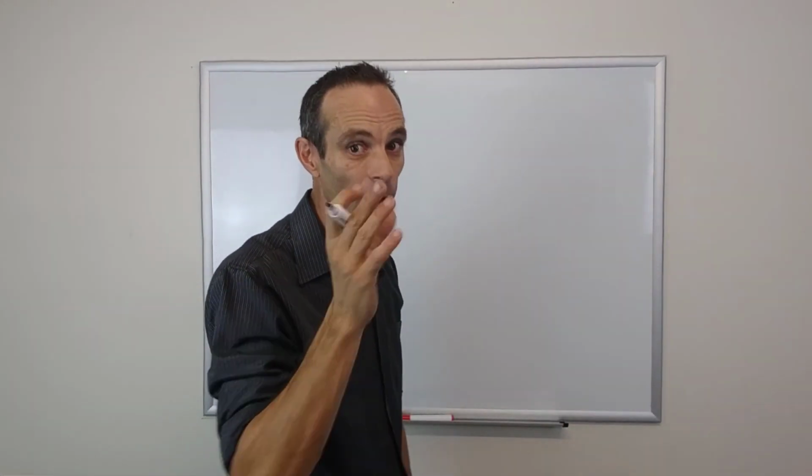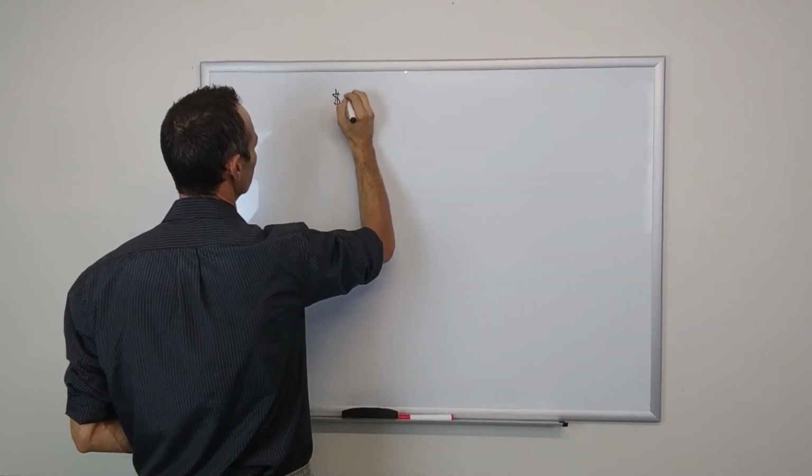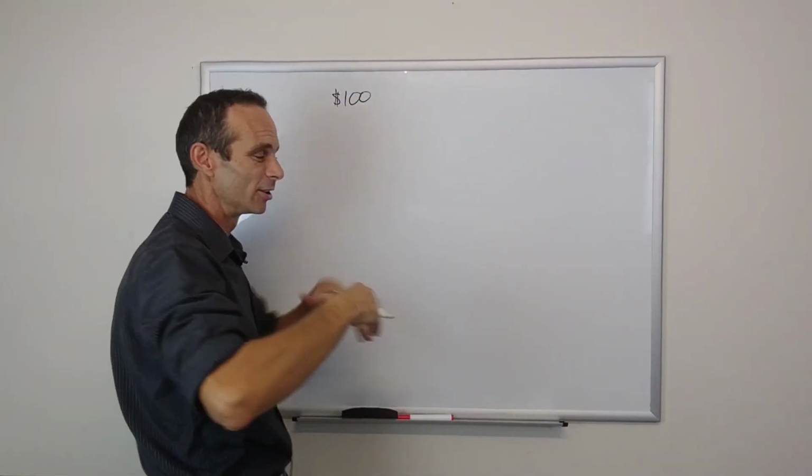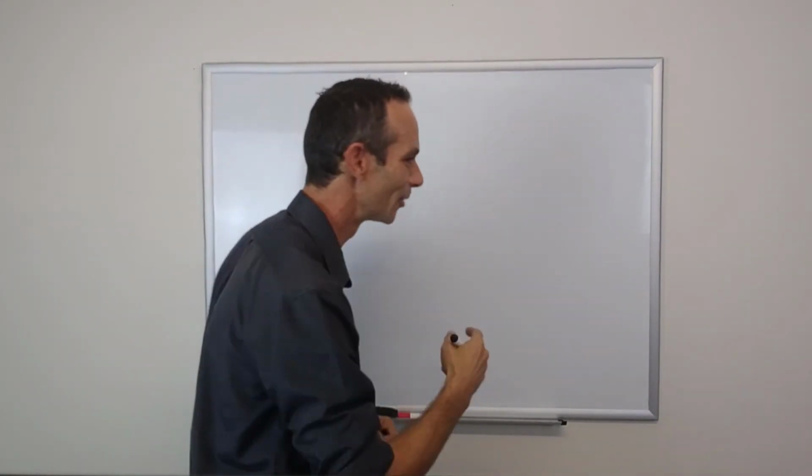Okay, so basically what we've got, let's just make an example here. Let's just say we've got a $100 budget, right? Here's a $100 ad budget. You can start lower or bigger, it doesn't really matter. This is just to make the math easier for me, for examples.